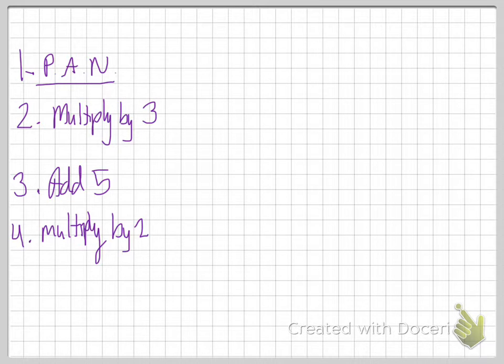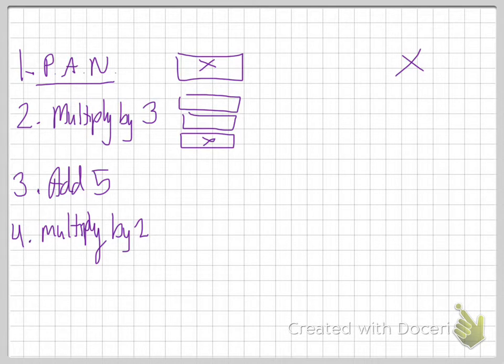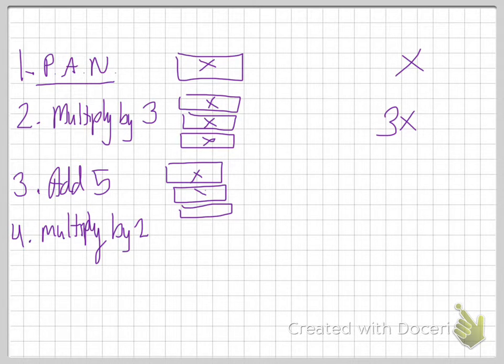So I will expect you to be able to do an algebra tile picture and an algebraic expression. So the pick a number is our famous x tile, and the expression just starts as x. Multiplying by 3 means that we now need 3 of our x tiles, and so we would have 3x. Adding 5, if it doesn't say adding 5 x's and it just says adding 5, that means we're adding 5 unit tiles to the mix. 2, 3, 4, 5. So this is 3 x's and 5.